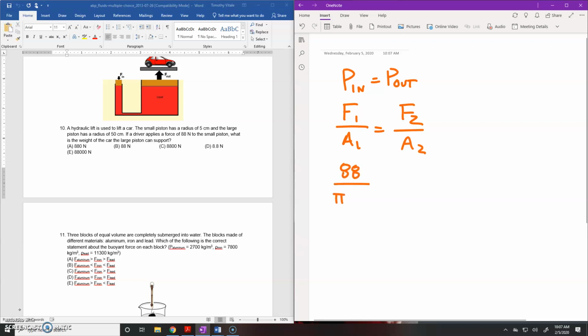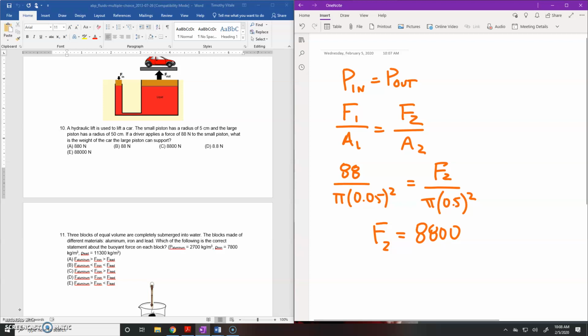And the first area is pi times 0.05 squared. 0.05 is the radius in meters, so that's why I converted that. And then we're looking for F2, and it's pi times 0.5 squared, because that's 50 centimeters. When you do the math to find that, you get that the force is 8,800. Basically, you can cancel out the pi's on both sides and then just do all the math.